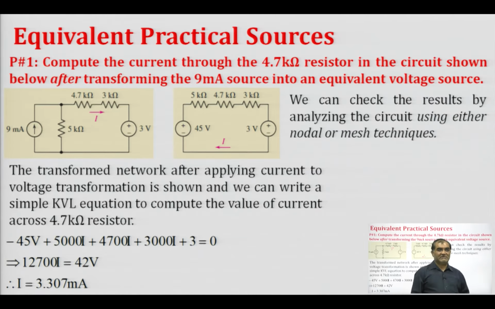Now, quickly we go through some of the problems where we will be using this source transformation to find out the different quantities required in the network. In this particular example, we have a current source and we have to determine the current through this 4.7 kilo ohm resistance. What we can do is transform this current source into a voltage source. We multiply the value of this resistance with this current source, and this becomes 45 volt, and for the voltage source this 5 kilo ohm resistance will come in series and we get this equivalent circuit. We apply KVL in this and we find out the current through this 4.7 kilo ohm resistance.